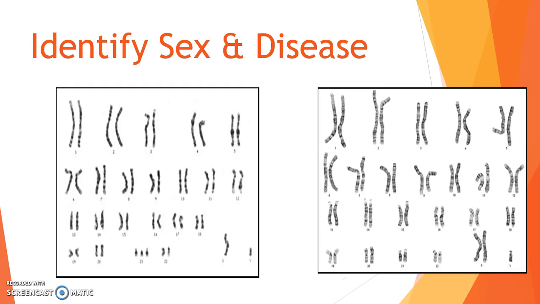Let's try the next two. The one on the left, we're going through and we notice that, oh, there's a trisomy there. But then when we look here, oh, there's an X and a Y. So this person would be male, and they have Down syndrome.